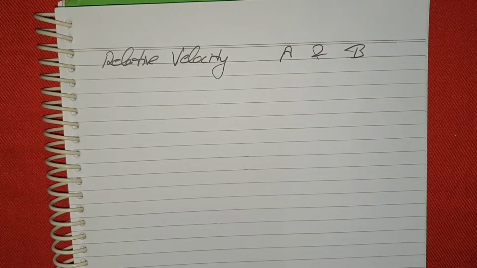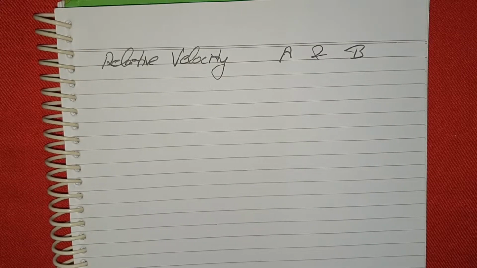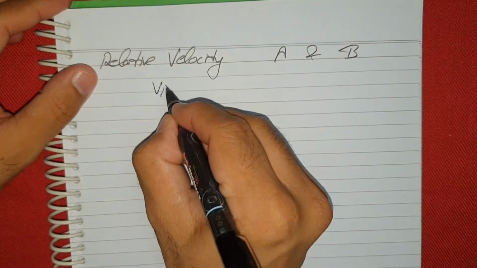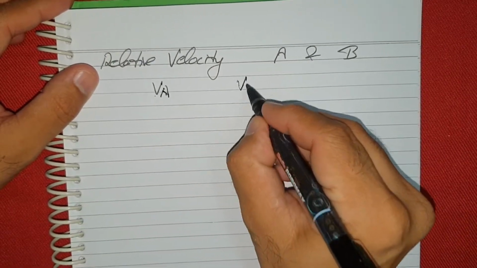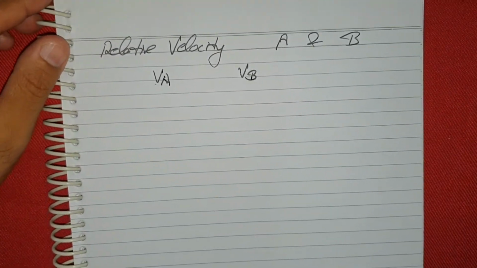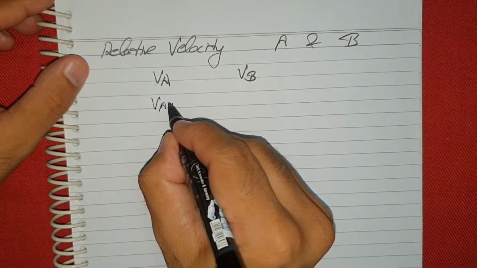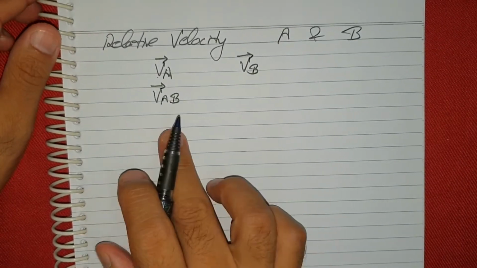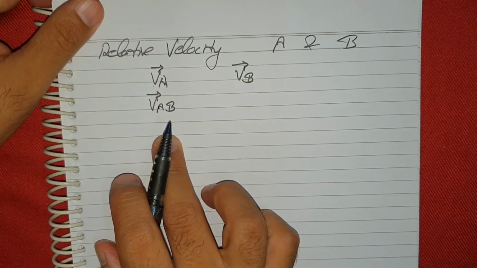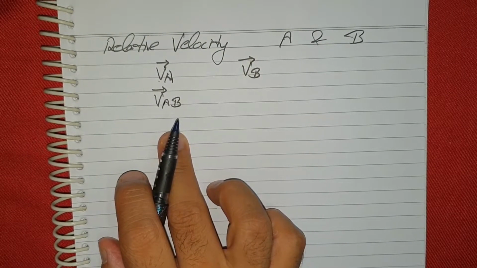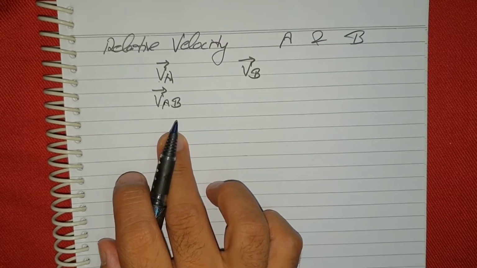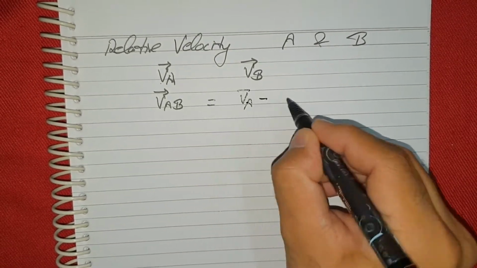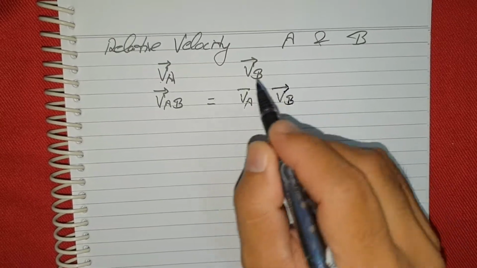Hence, relative velocity is defined as the time rate of change of relative position of one object with respect to the other. Now see, if you take VA as the velocity of object A and VB the velocity of object B, then VAB is the velocity of A with respect to B. So hence VAB, we write as VA, the velocity of A, minus the velocity of B.